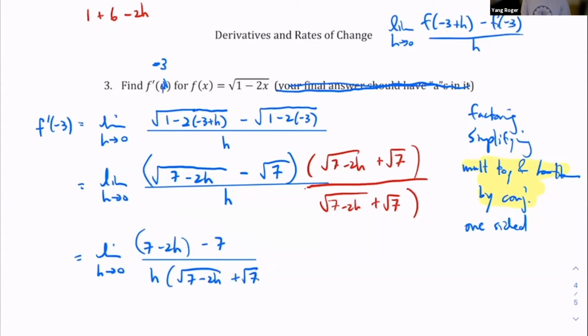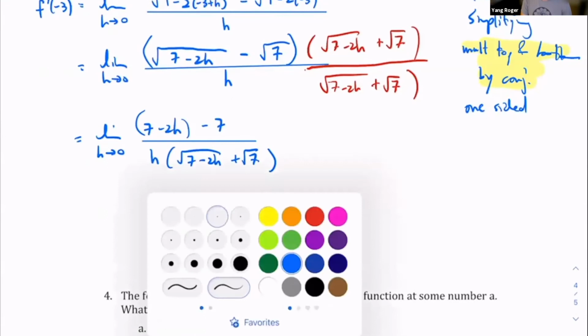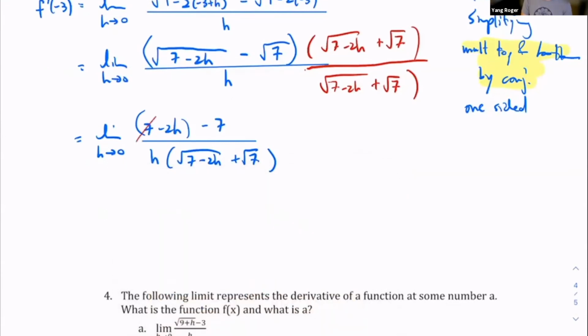Are there any questions about what's happening or what's happened so far? Any questions? All right, so we can simplify. What do you guys notice happening? You've got a 7 on the top and a minus 7 on the top as well. So in the end, those are going to cancel out. We're going to have the limit as h goes to 0 of negative 2h up top. On the bottom, we're going to have h times rad 7 minus 2h plus rad 7.